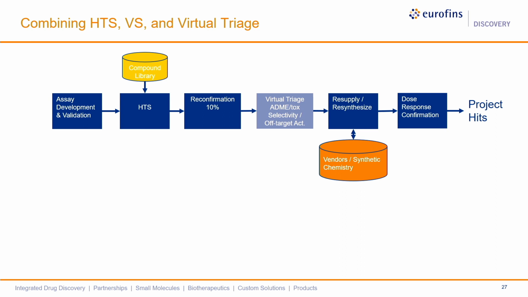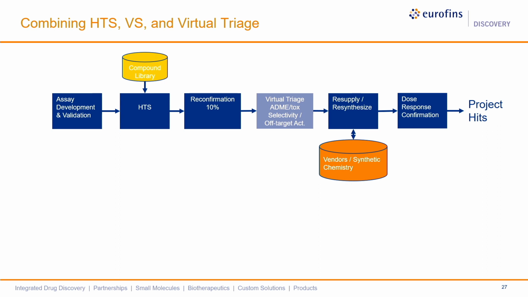So this is a conventional HTS workflow which starts with assay development and validation for the HTS screening. Then you run HTS screening using the in-house or available compound library. Once you get some initial hits, you confirm them through reconfirmation assays. You probably take 10% of those compounds. And here comes an interesting step where you have to triage those HTS hits and predict some ADME properties, selectivity, with some medicinal chemist input. And then you select your final compounds, mostly for resupply or resynthesis for dose response confirmation.